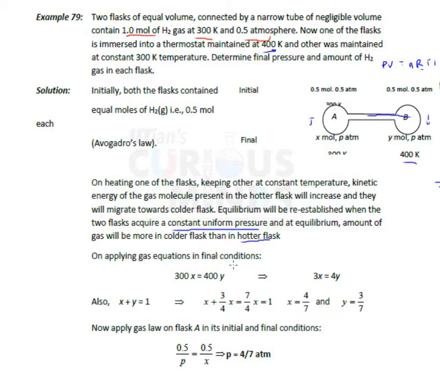So applying gas equations in the final condition, you can say 300x is equal to 400y. This is T1, this is N1 moles. So x moles, the moles in this flask, into temperature 300 is equal to y moles into 400, right? Yes, because you know N1T1 is N2T2 when the volume is constant and pressure is constant, both P atm. This is when it has achieved equilibrium. On applying the gas equation in final conditions, final, not initial, the pressure is the same at final conditions.